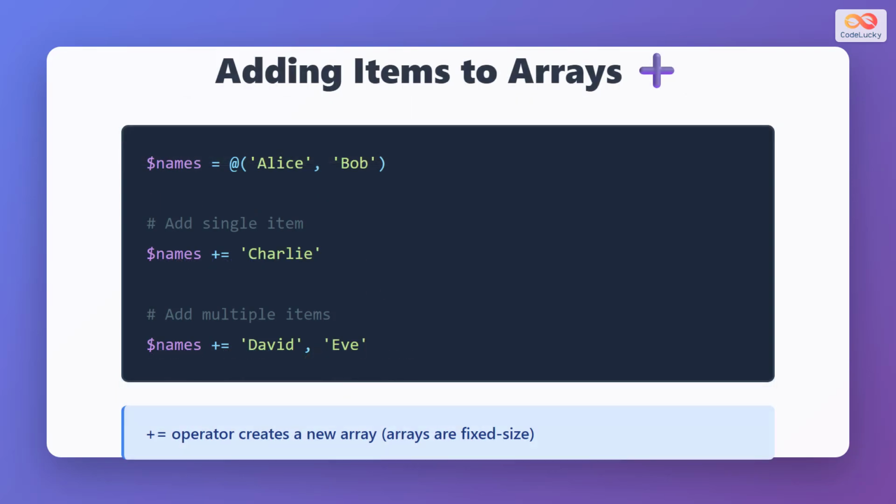To add items to an existing array, we use the += operator. Let's start with a names array containing Alice and Bob. To add a single item, we write $names += "Charlie". To add multiple items at once, we can write $names += "David", "Eve". Here's an important detail to understand. Arrays in PowerShell are fixed-size objects. When you use +=, PowerShell actually creates a new array with the additional items and assigns it back to your variable. This means adding items to large arrays frequently can impact performance, so for such scenarios, you might want to consider using an ArrayList or List instead.